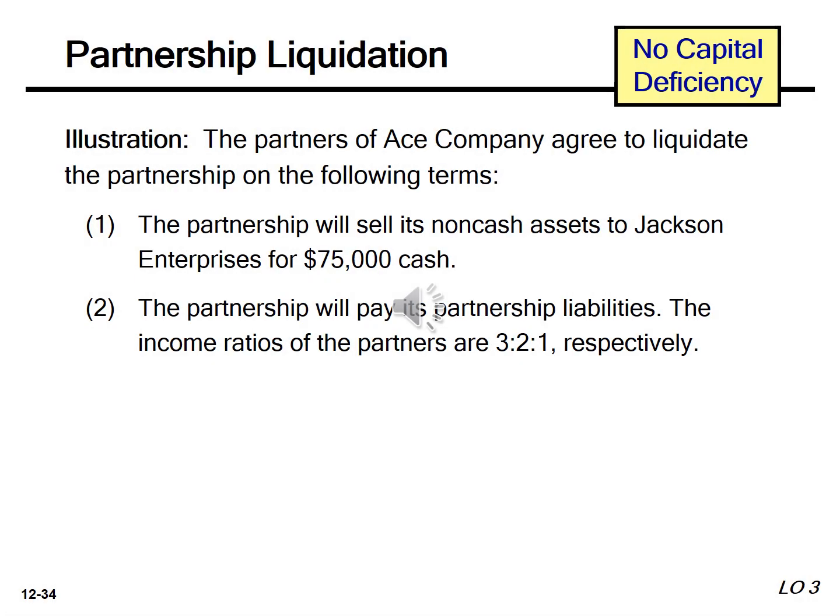The illustration then goes on to continue with the details. It says the partners of Ace Company agreed to liquidate the partnership on the following terms. 1. The partnership will sell its non-cash assets to Jackson Enterprise for $75,000 cash. 2. The partnership will pay its partnership liabilities. The income ratios of the partners are 3:2:1 respectively.